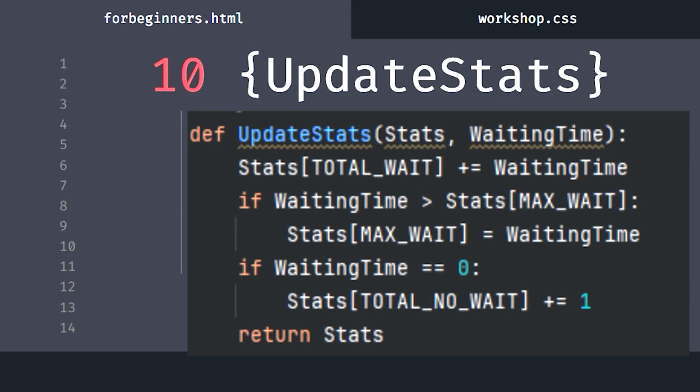First, the waiting time of the last customer is added to the total waiting time index in the stats array. Then the waiting time of the last customer is compared to the max waiting time so far and is changed if the time is greater. And finally, if the waiting time of the current buyer is 0, meaning that the buyer didn't have to wait at all, the subroutine increments the count of buyers who didn't have to wait in the stats array.